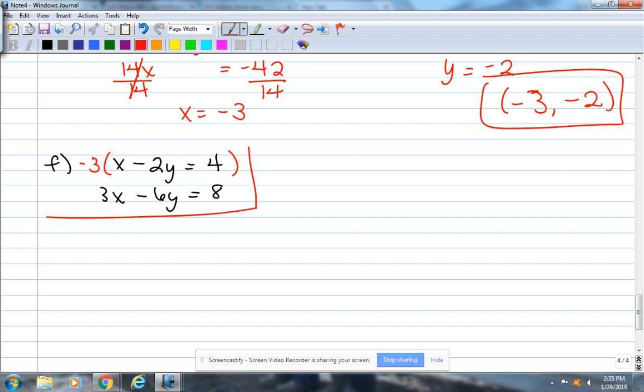Okay, something fishy is going to happen. So if you're looking ahead and you see something happening that's a little crazy, it's supposed to be that way. So negative 3 times x is negative 3x. Negative 3 times negative 2y is a positive 6y. And negative 3 times 4 is negative 12. And the bottom stays the same.